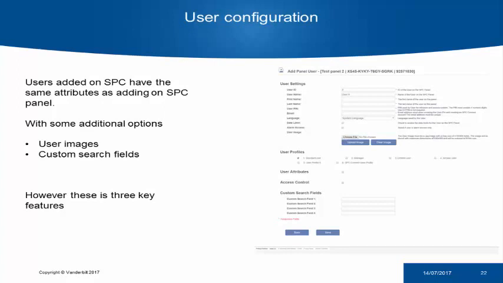For example, first name, last name, email address, and custom search fields. These are not part of the standard SPC system, and they have been added in order to support three key new features.